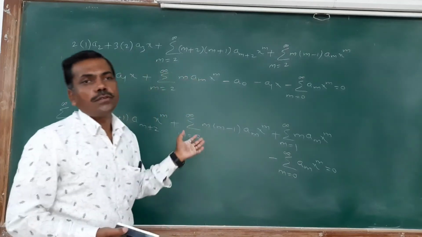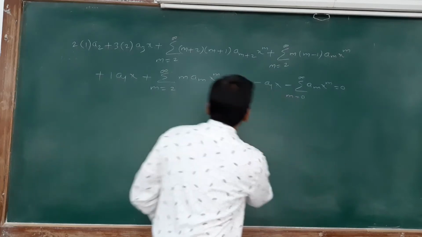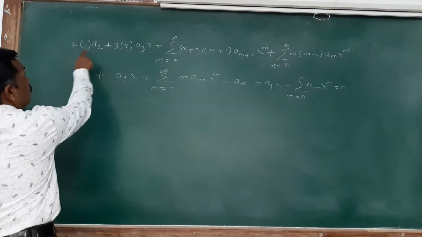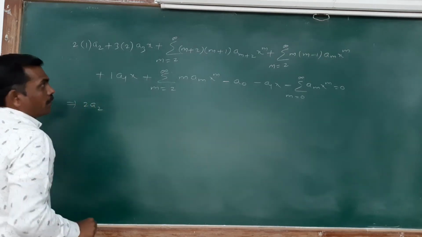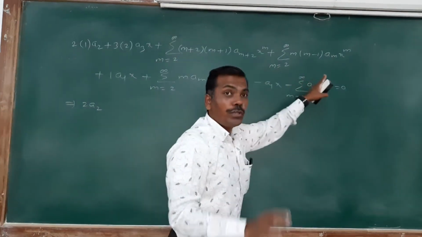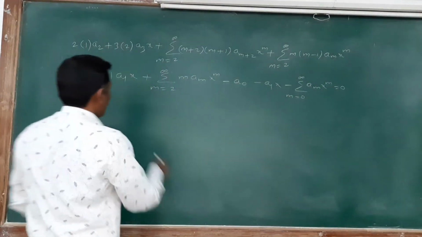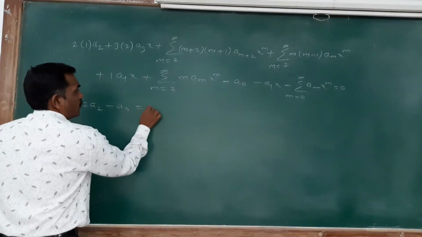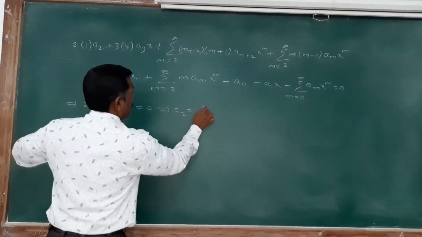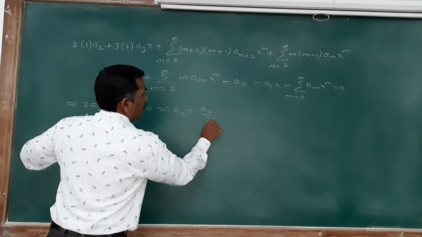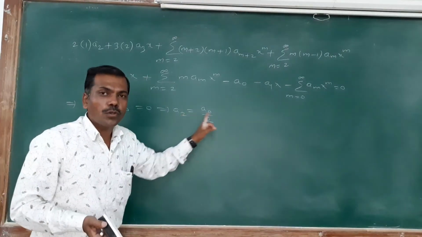Again, take those coefficients and equate to 0. See here, we will do it. In the first term, which is my constant here, 2a2. So I get here 2a2. Then again see the constant which does not contain x, this term is there, minus a0. So minus a0, and take it equal to 0. So what I get here? I get 2a2 is equal to a0, so a2 is equal to a0 upon 2.